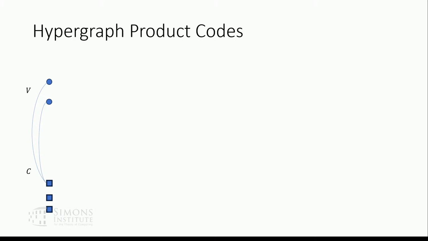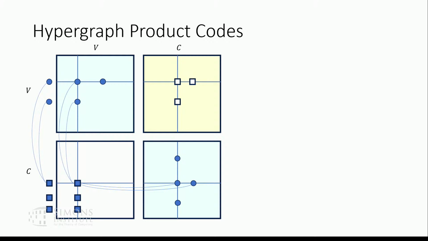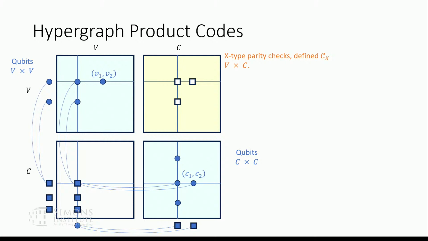So we have our original bipartite expander graph. And then the hypergraph product code has, for each one of its columns, the original expander graph we started with, and for each one of its rows, the flipped side of the original expander graph. And now the qubits are all these vertices. So every qubit in our hypergraph product code is (V1, V2), where V1 and V2 are 2 of the vertices of our original expander, or (C1, C2), where these are the checks of the original bipartite expander. And X-type parity checks, which is what I'm going to focus on, are indexed by (V1, C2).